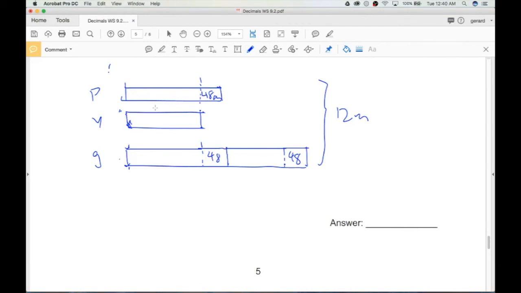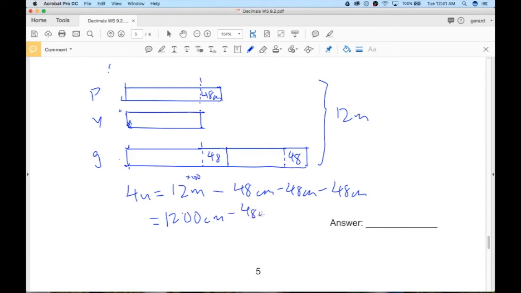Now we've got 1, 2, 3, 4 units here, and these 3 random 48s over here. So we want to find what is 4 units. Just have to take the 12 meters, which is the total, minus 48 cm, minus 48 cm, minus 48 cm. Now of course with 12 meters, we want to change it to cm. Remember, you got to times 100 because it's from meter to cm, so it's 1200 cm. Minus 48 cm, minus 48 cm, minus 48 cm.